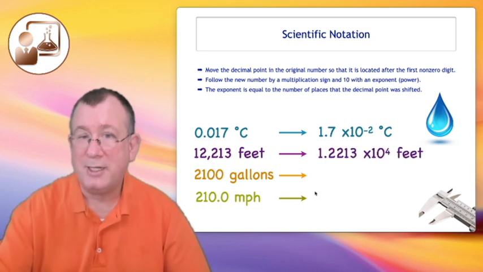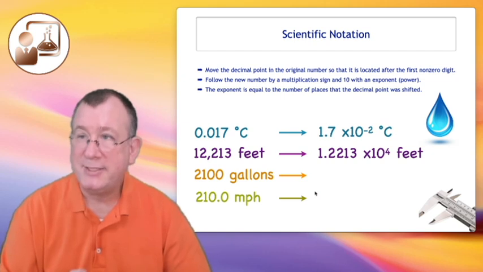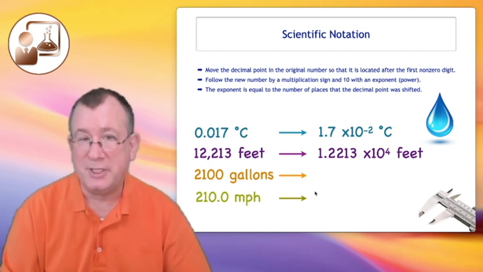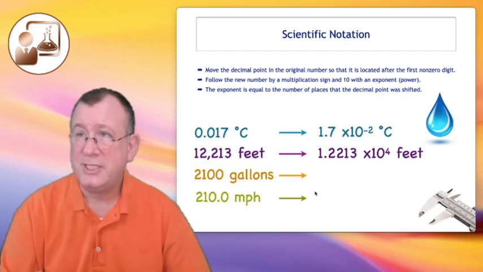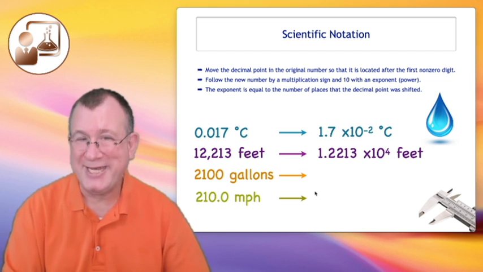1.2213 times 10 to the 4th feet. All right, now here's the thing. Here's the real power of scientific notation. That significand, the part in front. When you use scientific notation, you always have a decimal point, so you don't have to show where the decimal point is. Moving the decimal point over takes care of that. So you only have to write the significant digits. That's why we call that part in front of the exponential term the significand.